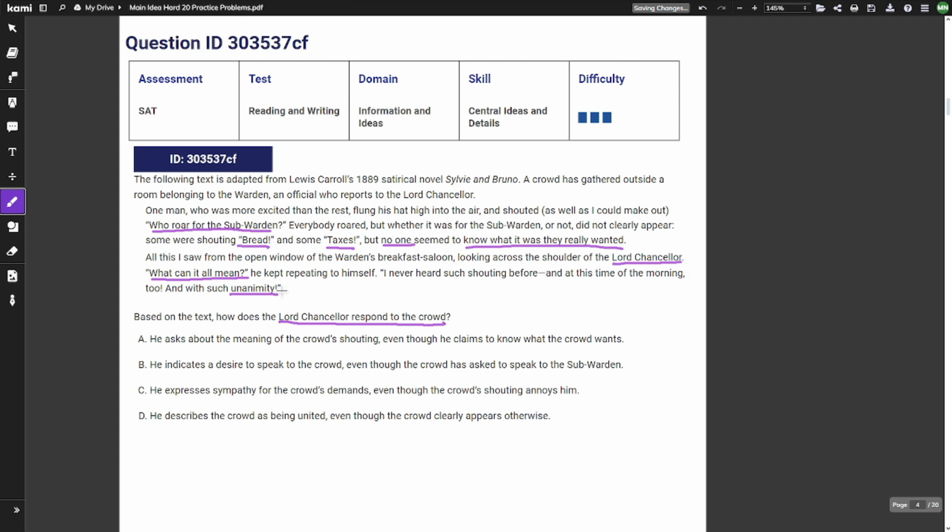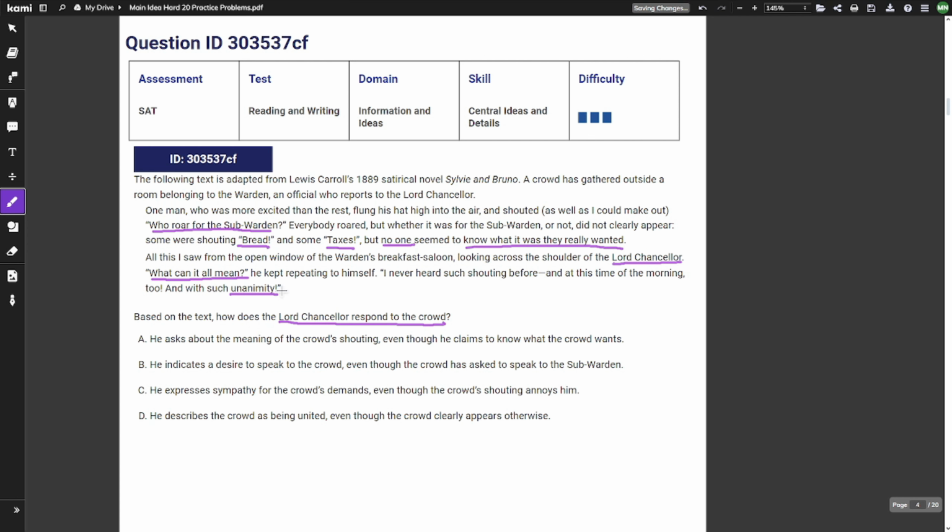Now, let's look at our answer choices and see what would make sense. Here, he does ask about the meaning of the crowd shouting. Alright, he does ask what does it mean. But he never claims to know what the crowd wants. So it's not going to be A.